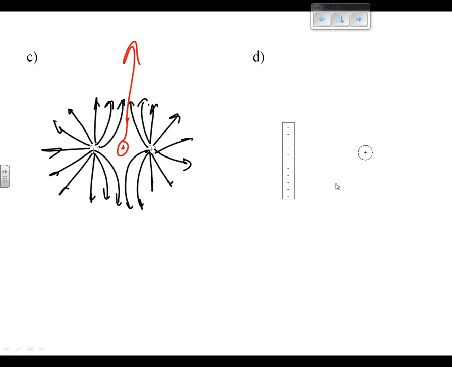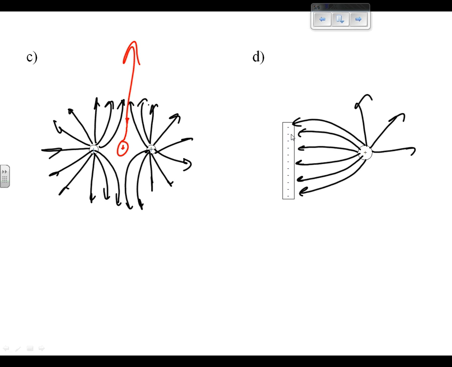Okay, so on the right here, I've got a positive charge, and I've got what I call a negative charge plate. It's like a steel plate that's negatively charged, and it's all spread out. What would that look like? Again, it's always from positive to negative, right? Would that be all that you'd have to draw, do you think? There would be some out here.